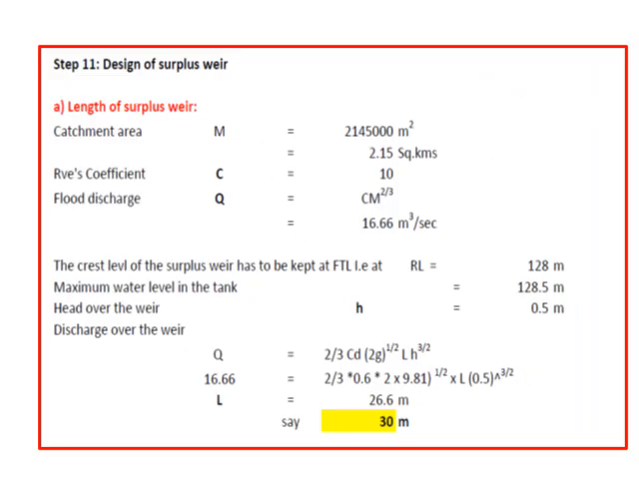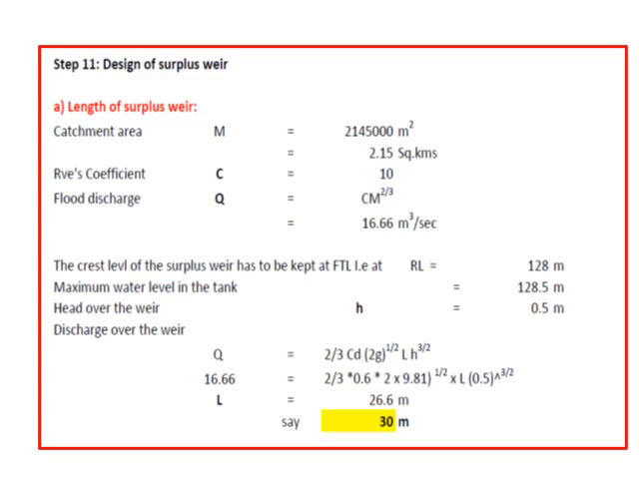So coming to this, now we also have to provide a surplus weir. So why is a surplus weir to be provided? A surplus weir is to be provided so that the excess water is sent to the downstream side, particularly during the flood.